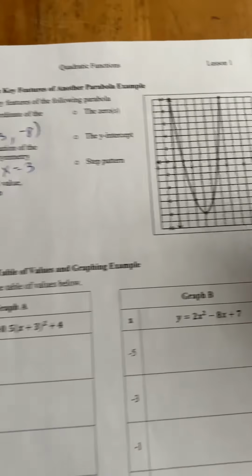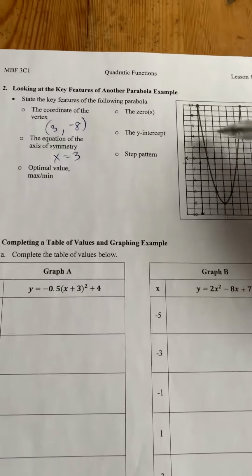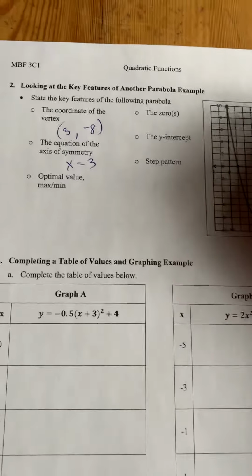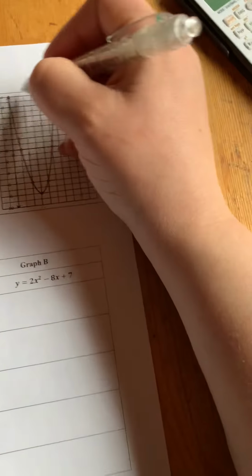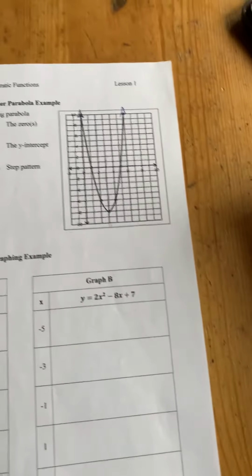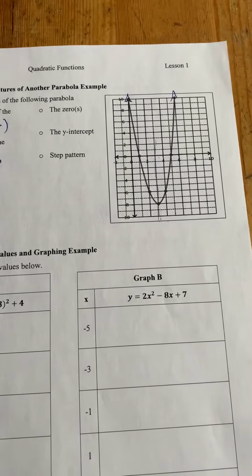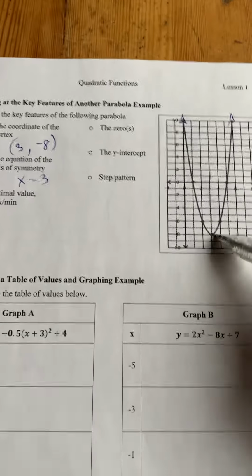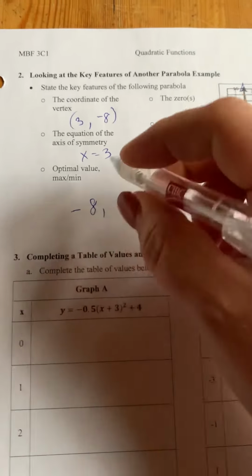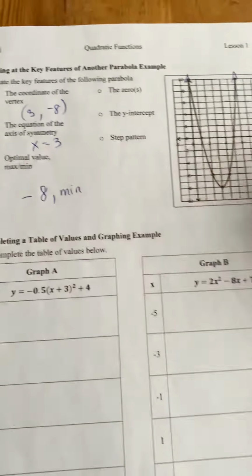So x equals 3. Minimum or maximum value. This goes on forever, these parabolas. They're just going on forever. There is no maximum y value. There is absolutely a minimum y value. It doesn't go any lower than here. So it is -8, and that is a minimum.